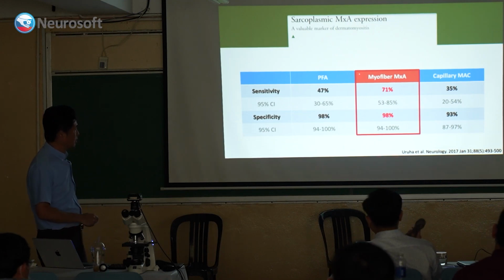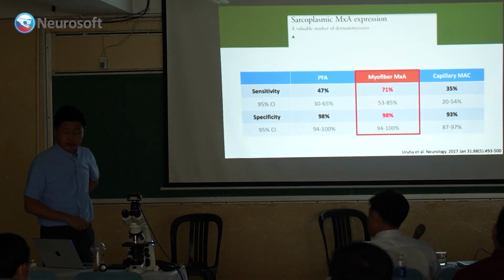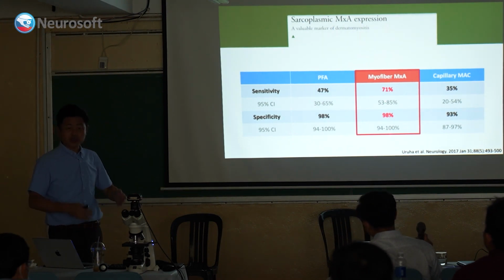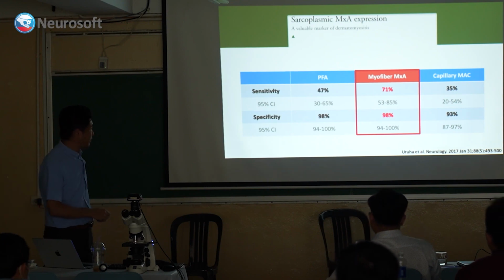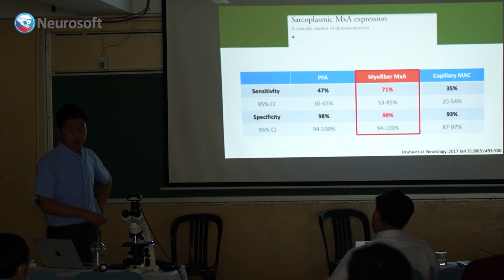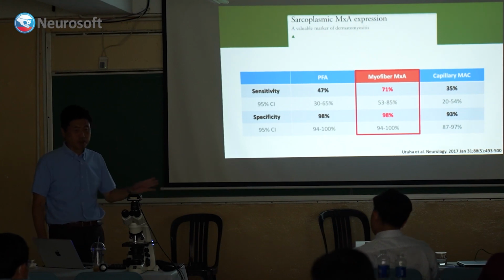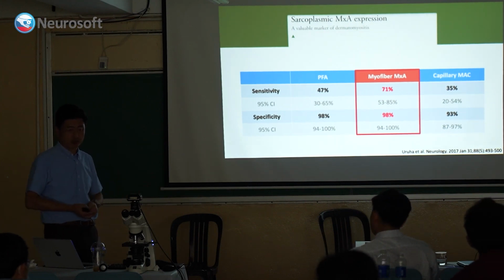But myofiber MxA, you see, specificity is 98%. So if you see it, you can make a diagnosis. But sensitivity is much higher than perivascular atrophy. So this is very useful for the diagnosis. This is the best method to make a diagnosis on muscle pathology.